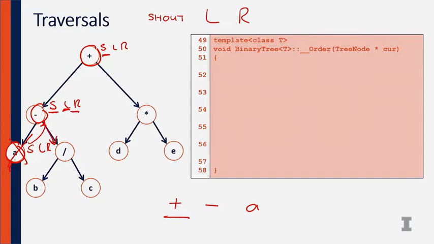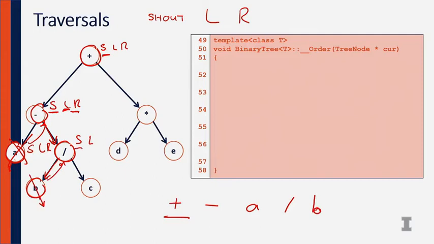Here in the right subtree, we're going to shout out division. Then we're going to go left. Going left, we get to B. We're going to shout out B. And then go to B's left, which is nowhere. B's right, which is nowhere. And now finally done with B, we can return to the division.